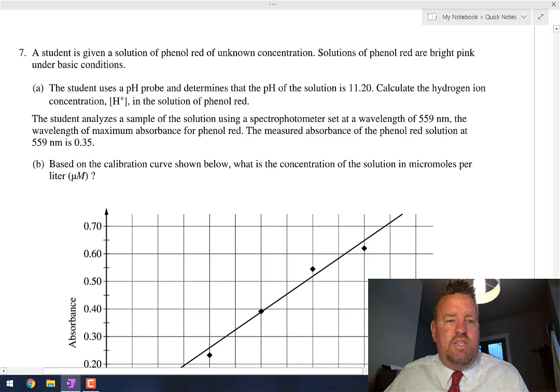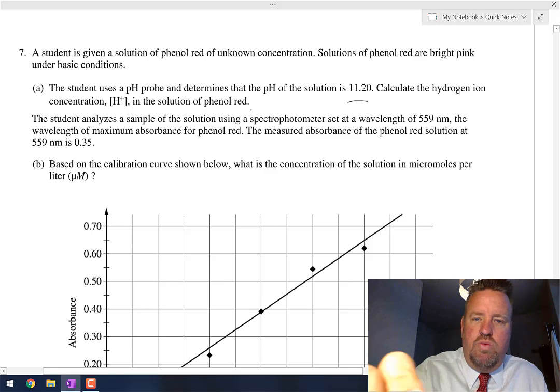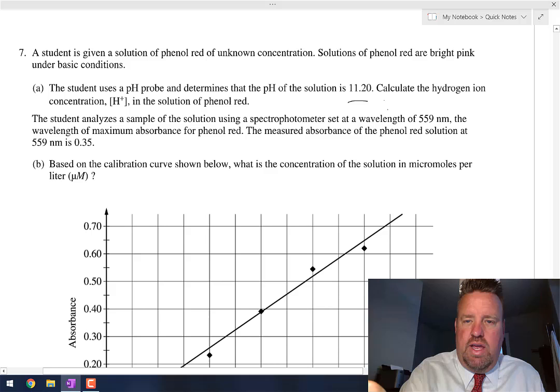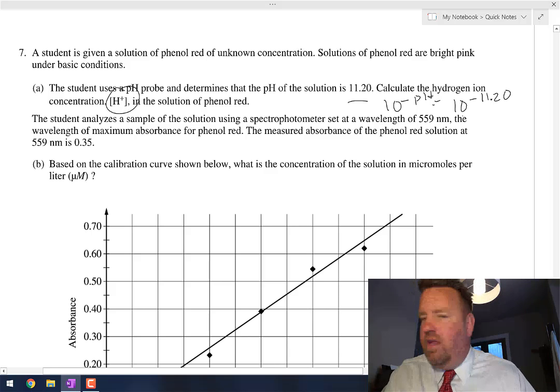So A says the student uses a pH probe and determines that the pH of the solution is 11.2. Calculate the hydrogen ion concentration in the solution of phenol red. Okay, so if the pH is 11.2, we know that from pH you can take 10 to the negative pH, and that gives you the hydrogen ion concentration. So we just simply need to take 10 to the negative 11.20.